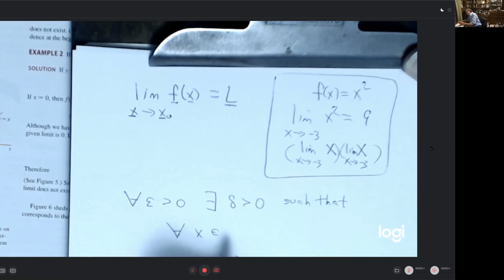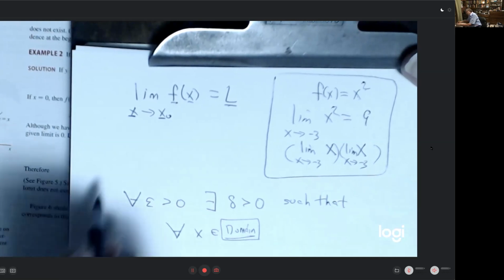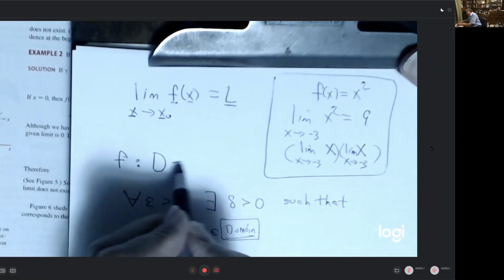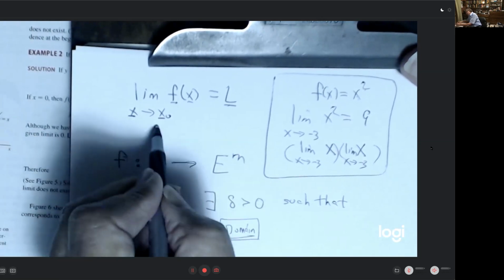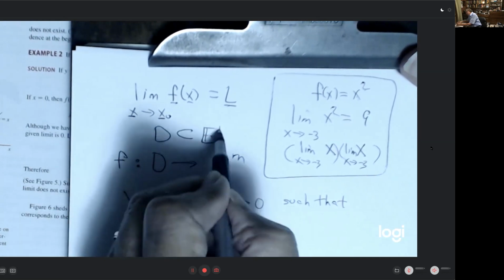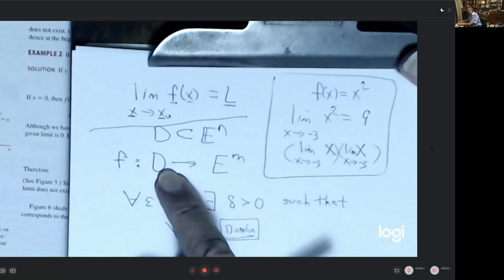For everything in the domain. So now I should have already spelled out what the domain of the function is. That ought to be done before we start. So I'm going to go up here and say, I have a function whose domain is D, whatever that is, and I'm going to go into M dimensions. And since I said D, I better tell you D is a subset of N dimensions. Now I've told you a name for the domain, which I should have done first.